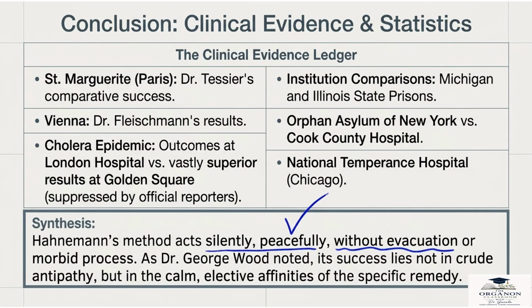Hahnemann's method acts silently, peacefully, and without violent evacuations or harsh physiological disturbances. Unlike the older methods that relied on purging, bleeding, or massive drug doses, homeopathy aimed to stimulate healing gently. Okay, Dr. George Wood summarized this beautifully by saying that the success of homeopathy lies not in the crude drug action or antipathic suppression, but in the selective affinity of the specific remedy. That is the medicine whose proving symptoms most closely resemble the patient's disease.